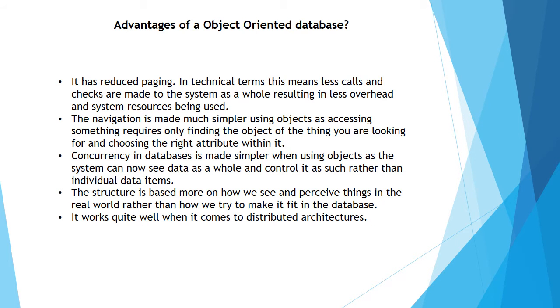An object-oriented database has reduced paging, which in technical terms means fewer calls and less overhead made to the system. The navigation is made much simpler using objects, as accessing something requires only finding the object of the thing you are looking for. Concurrency in databases is also made simpler with objects, as it can treat the object as a whole rather than individual data items. The structure is also based more on how we see and perceive things in the real world rather than how we try to make it fit in the database.